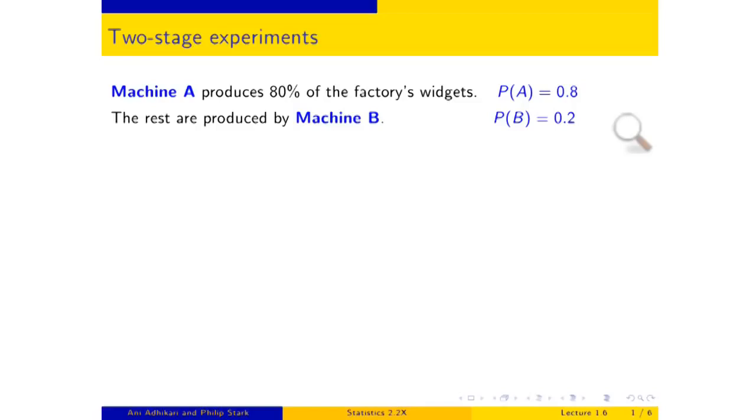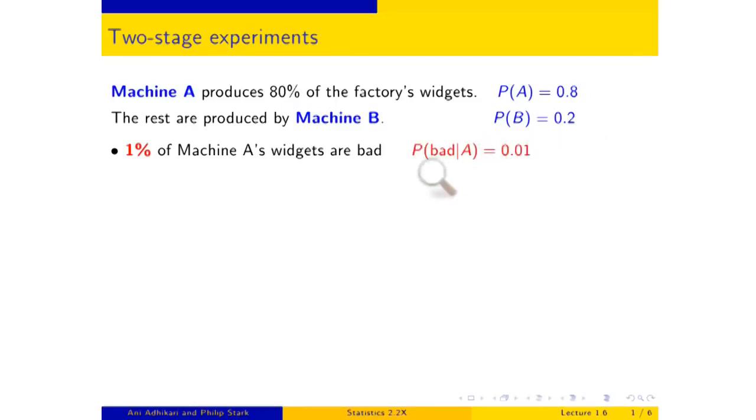And the second stage is you take a look at it. It's either a good widget or a bad widget. 1% of machine A's widgets are bad. So what does that mean? That means if you restrict your attention to the widgets produced by machine A, then out of those 1% are bad. So in the language of probability, the probability that a randomly picked widget is bad, given that it came from machine A, is 1%.